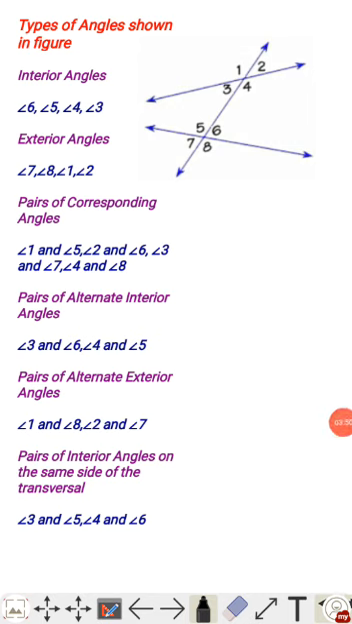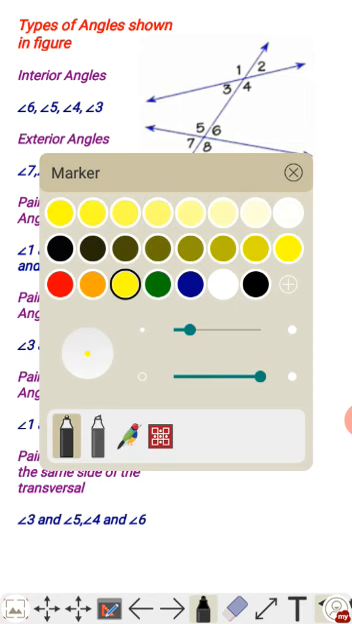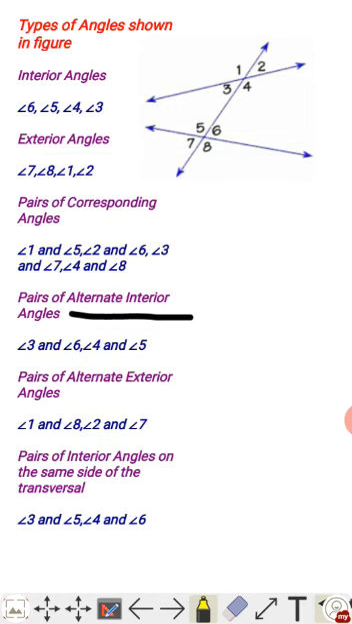Now the next, pairs of alternate interior angles. Now what are alternate interior angles? The alternate interior angles include different vertices. They are on opposite sides of the transversal and they lie between the two lines. The important thing is they lie between the two lines. Now we will check the alternate angle pairs.